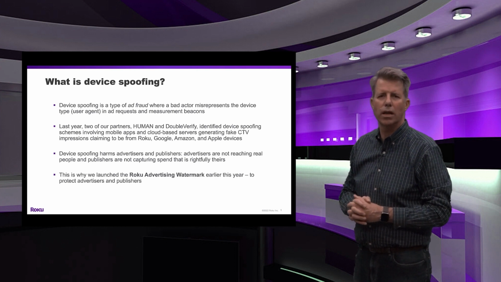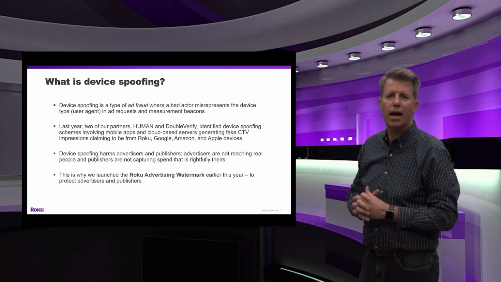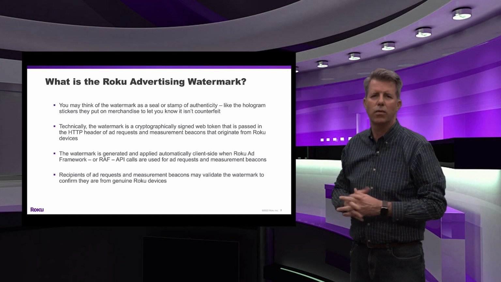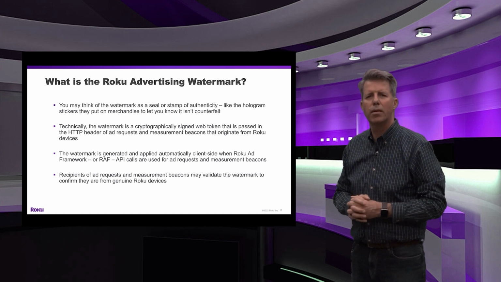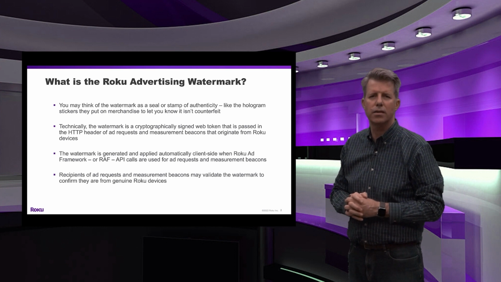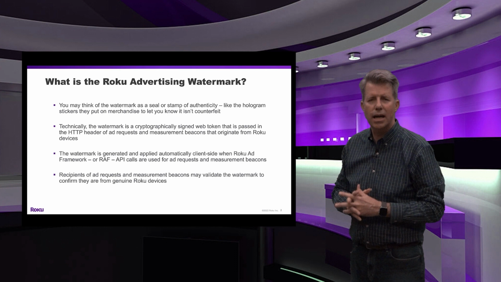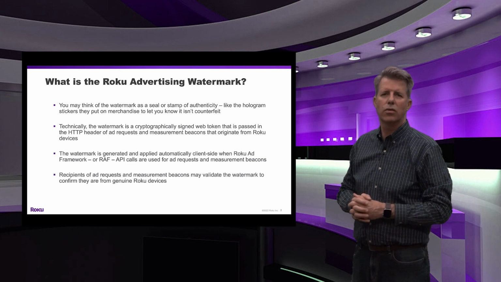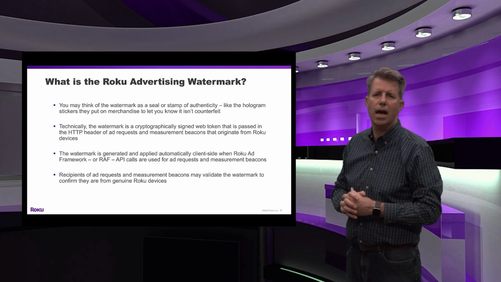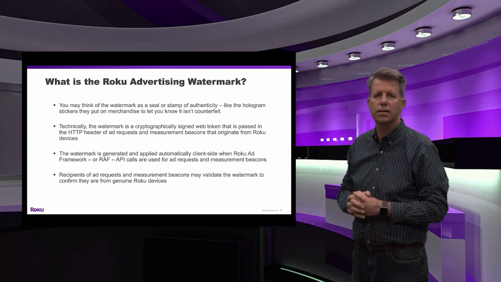This is why we launched the Roku Advertising Watermark earlier this year, to protect advertisers and publishers. So what is the Roku Advertising Watermark? You may think of the watermark as a seal or stamp of authenticity, like the hologram stickers they put on merchandise to let you know it isn't counterfeit. Technically, the watermark is a cryptographically signed web token that is passed in the HTTP header of ad requests and measurement beacons that originate from Roku devices.